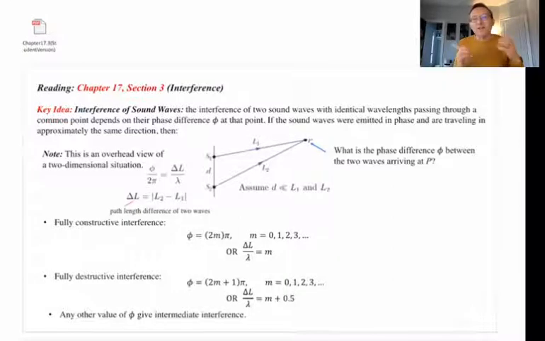And that range extended from the biggest possible amplitude you could get, which was twice the amplitude of the individual waves, assuming they have the same amplitude. That's called fully constructive interference. All the way down to zero amplitude for the net wave, fully destructive interference.